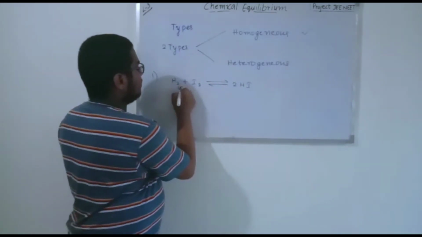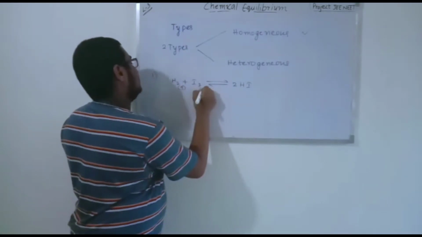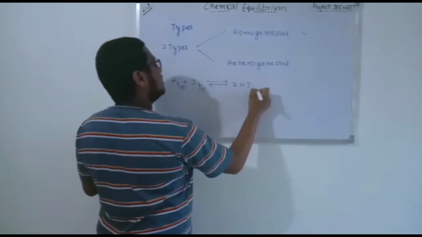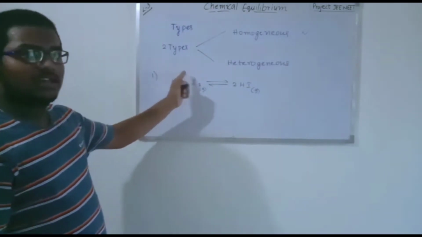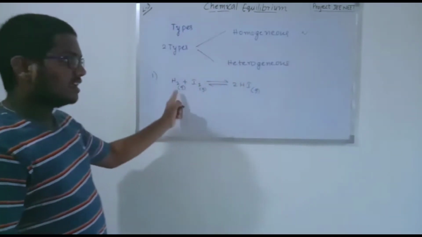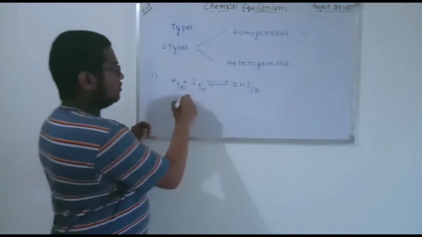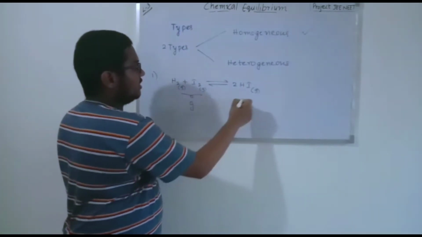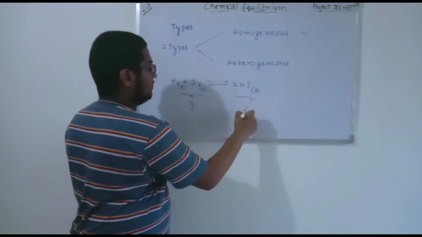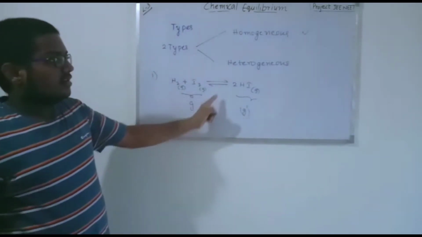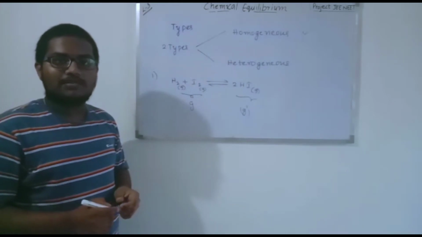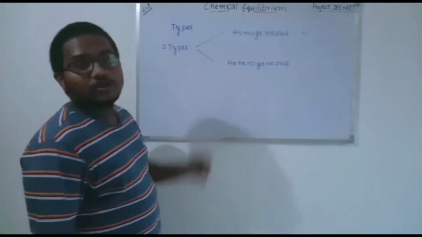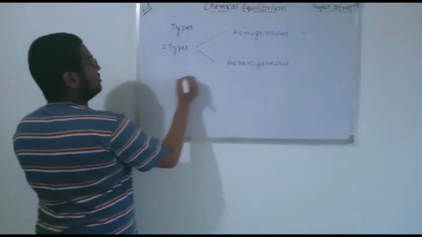H2 is a gas, I2 is also in the gaseous phase, and HI is also in the gaseous phase. So all the products and all the reactants are in the gaseous phase. This is an example of a homogeneous chemical equilibrium equation. Now let's go to the heterogeneous equation.